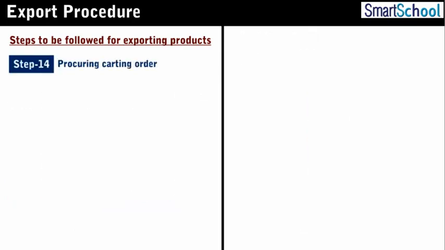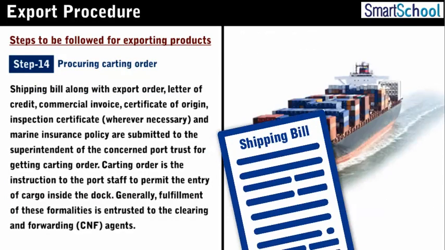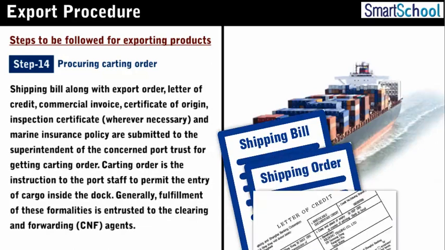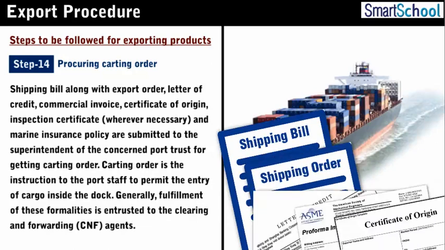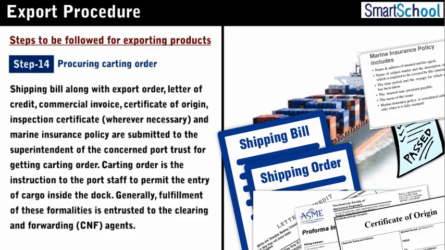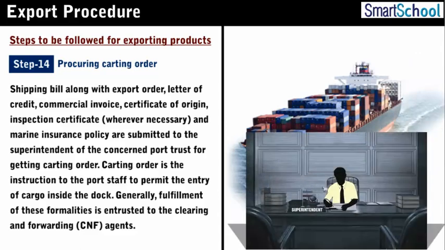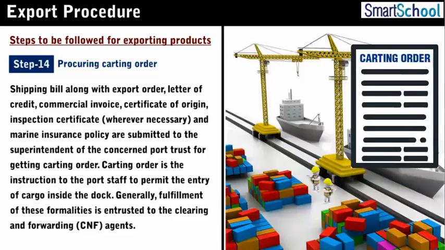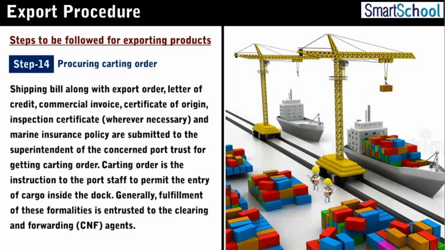Procuring carting order. In this step, shipping bill along with export order, letter of credit, commercial invoice, certificate of origin, inspection certificate wherever necessary, and marine insurance policy are submitted to the superintendent of the concerned port trust for getting carting order. Carting order is the instruction to the port staff to permit the entry of cargo inside the dock. Generally, fulfillment of these formalities is entrusted to the clearing and forwarding or CNF agents.